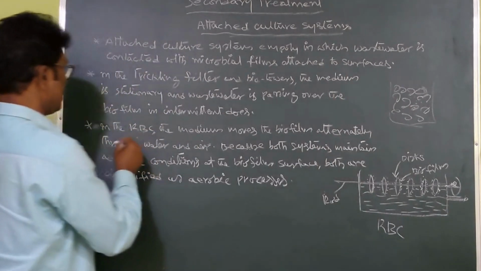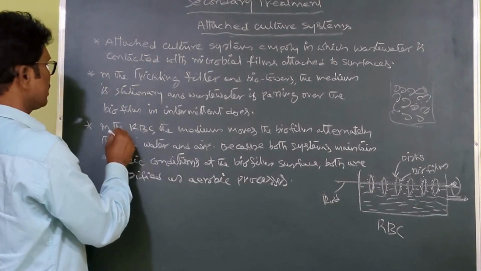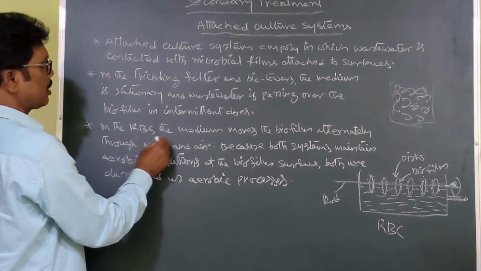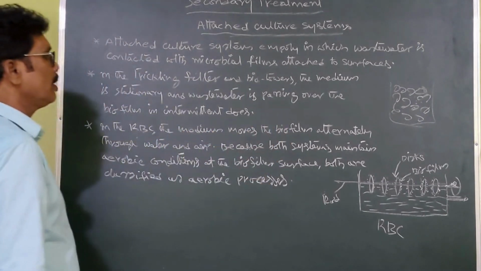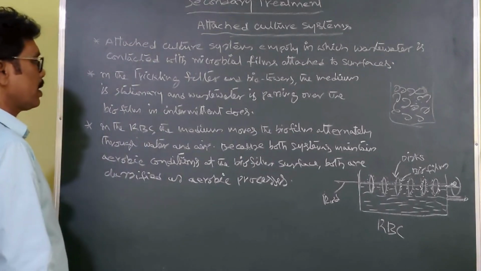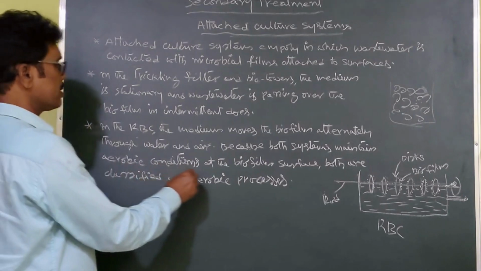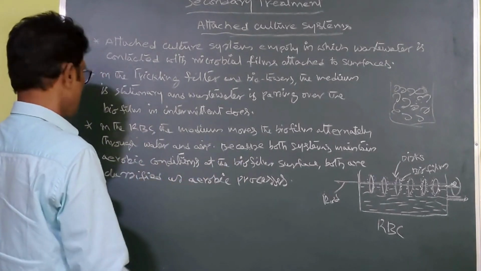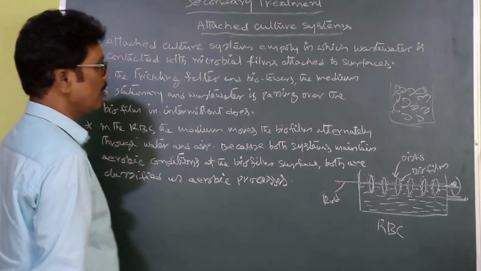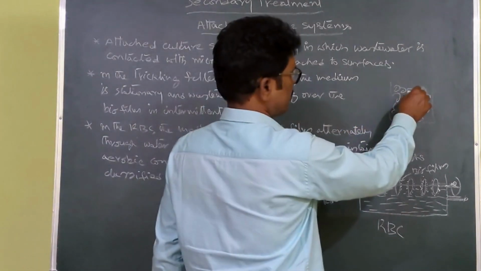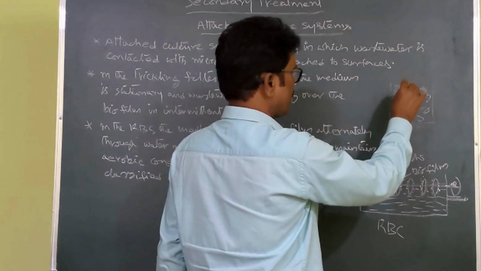Coming to the RBC, rotating biological contactor, the media moves the biofilm alternately through water and air, because both systems maintain aerobic conditions at the biofilm surface. Both are classified as aerobic processes. This is also an aerobic process. Trickling filter, bio tower, this is the aerobic process.